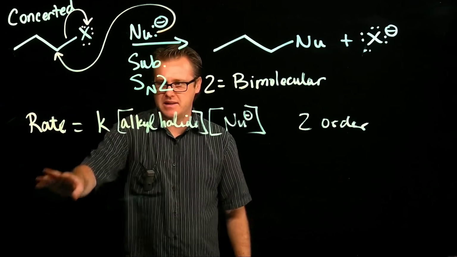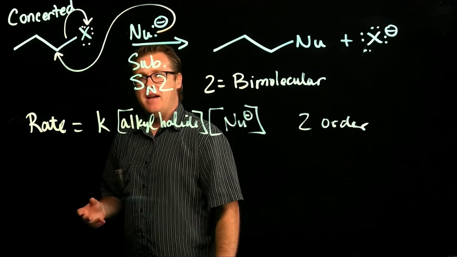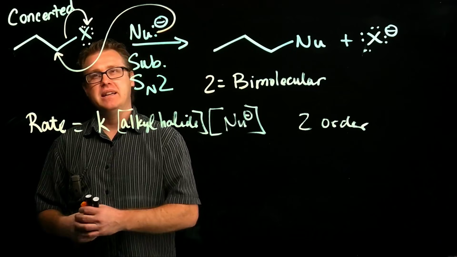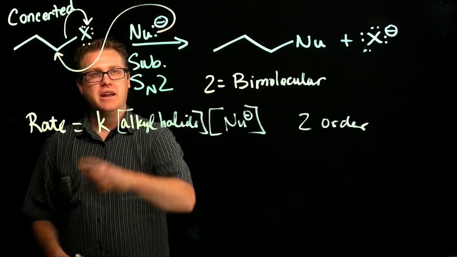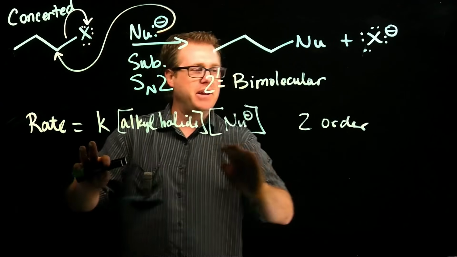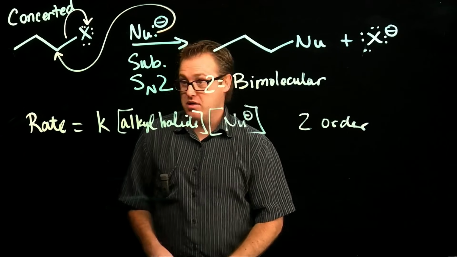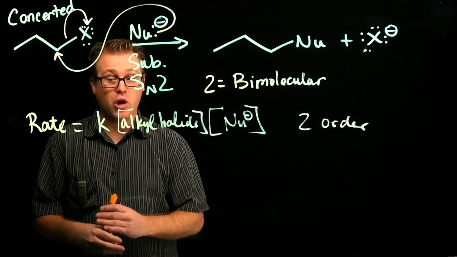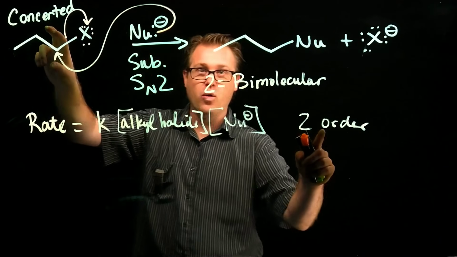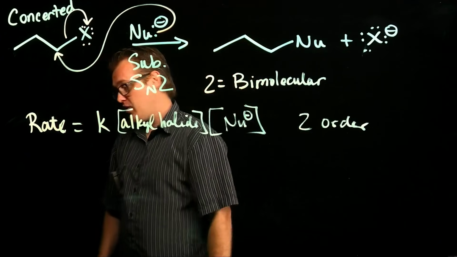So based off of this observation that it was second order, led them to believe that this reaction had to happen in a concerted fashion, in one step. So this is just one bit of information to help us understand the mechanism. But it is also good to understand this and know this, that in an SN2 reaction, it is second order. So if you double one of these, it's going to double the rate.